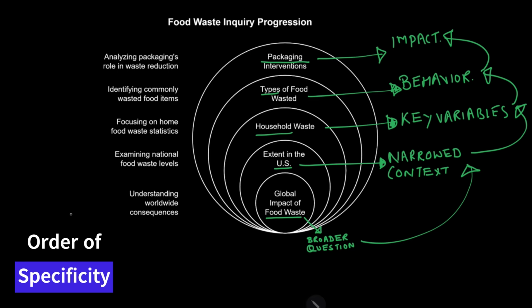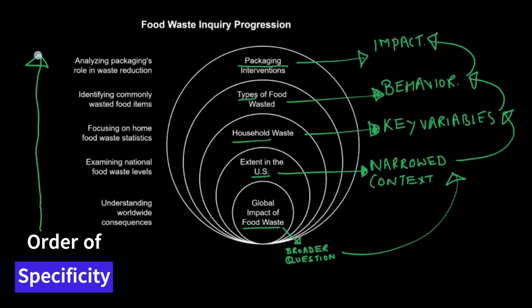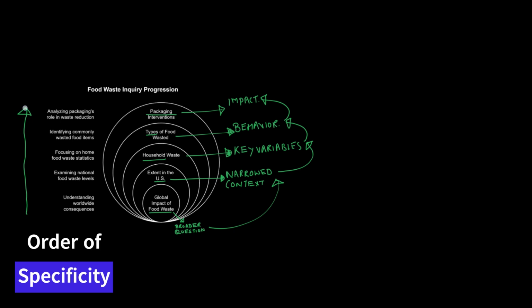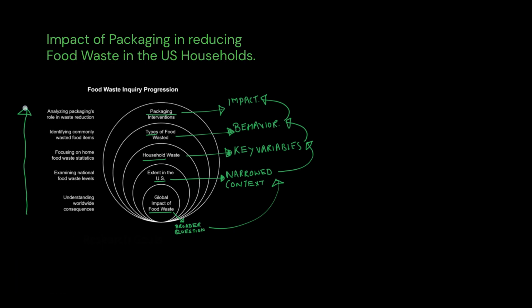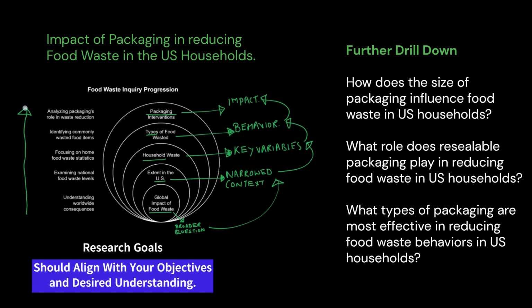And finally, we can zoom in on a precise intervention or its impact. For example, how do changes in grocery store packaging influence food waste reduction in US households? Now here we are talking about US households, but what kind of food? And here our question is more precisely about an intervention and its impact, which is packaging, the impact of packaging on food waste reduction in US households. So we drill down further and narrow down the context further.